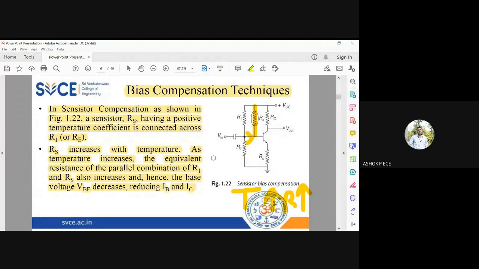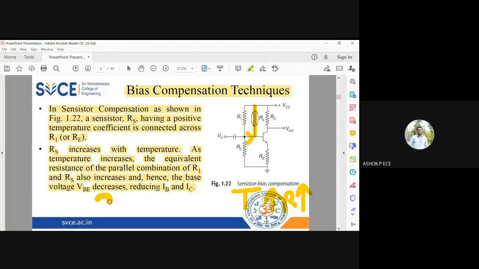Same way, here I am going to put a sensistor parallel to R1. So as the temperature increases, IC will increase. But effectively R1 parallel to RS is going to be large. When R1 parallel to RS is large, when the resistance is large, the current is less. So IB is less. When the base current is reduced, effectively the collector current will also be reduced.